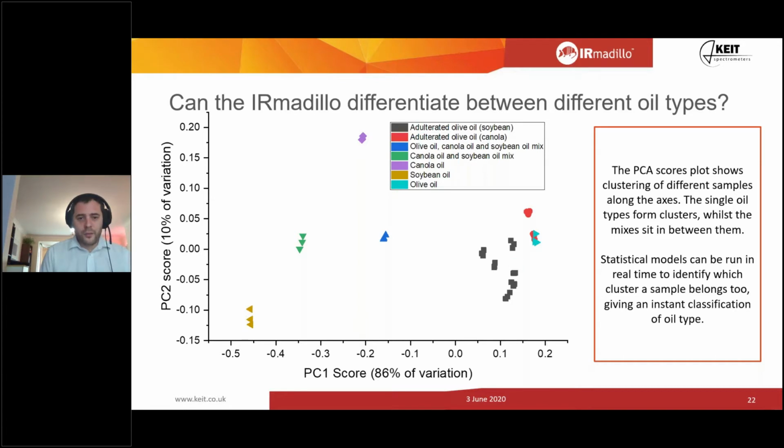And then we have different types. We have pure olive oil here. We've started to adulterate our olive oil with canola oil, and that's why it's drifted up towards the canola oil. And then we have olive oil that's been adulterated with soybean, and unsurprisingly, it starts to drift down towards the soybean oil. Computers can pull this out and statistically generate a likelihood as to what type of oil that is, as well as telling you how much adulteration there is.